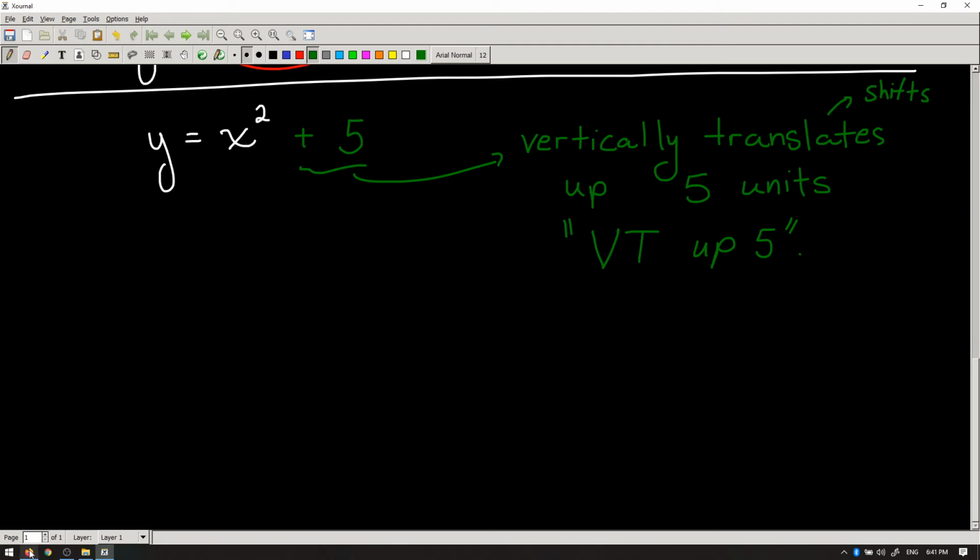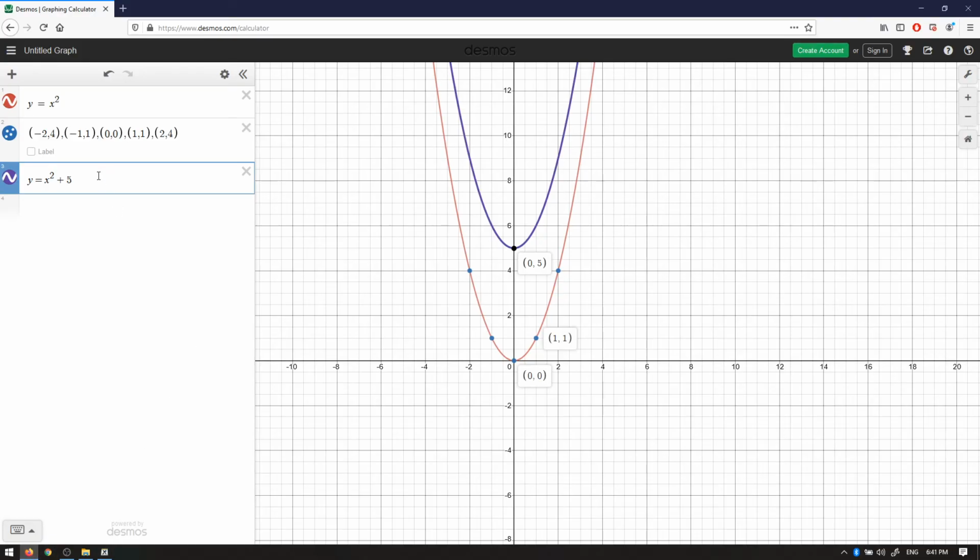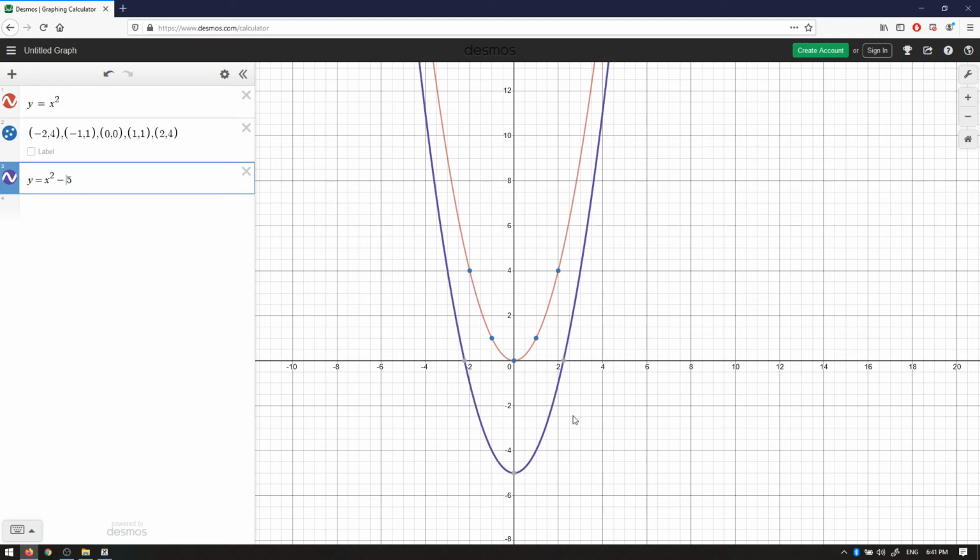Who's to say I have to go up 5? Could I go down 5? The answer is yes, I can go down 5. How would I write that equation? That equation would be not plus 5, but minus 5. That would cause a VT down 5 units. So if I were to plot it, I should see the blue curve now all of a sudden below the red. And that's exactly what I have.